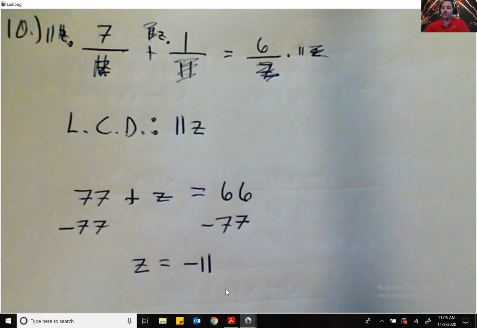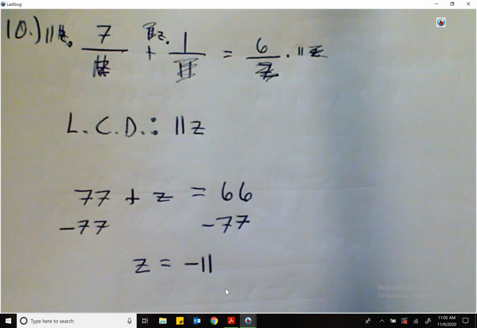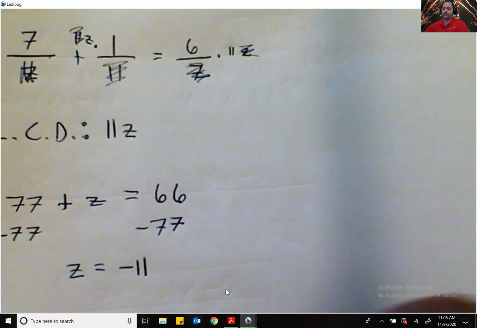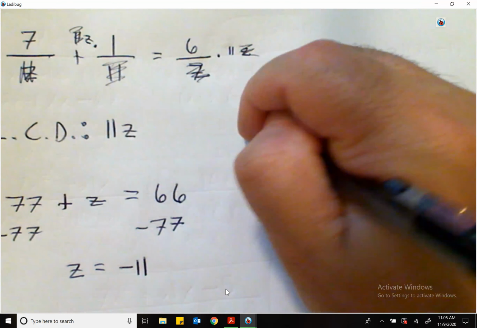Now what's the one thing you have to check? If it's equal to 0. There you go.